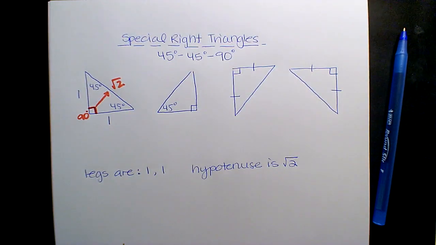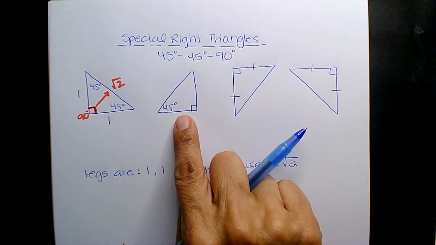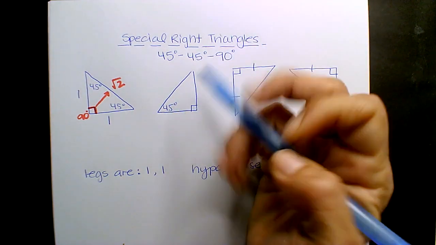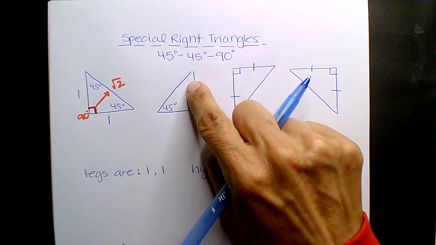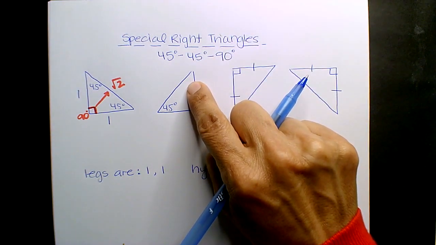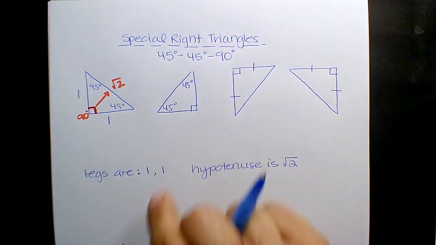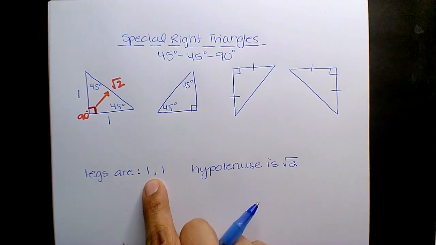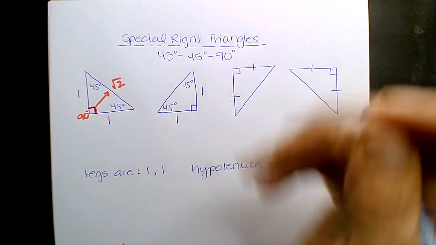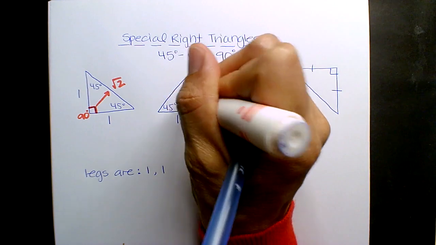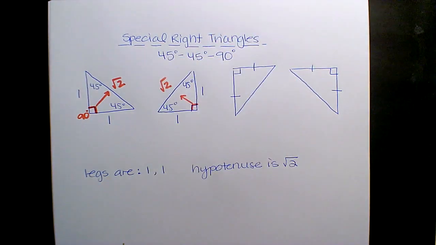Your hypotenuse. You got to know how to label, okay? So if I look at this triangle, if they only give me one of the acute angles, 45, you should know that this angle is what? 45, right? And then now you should be able to label. My legs are always 1, 1. My hypotenuse is always rad 2.